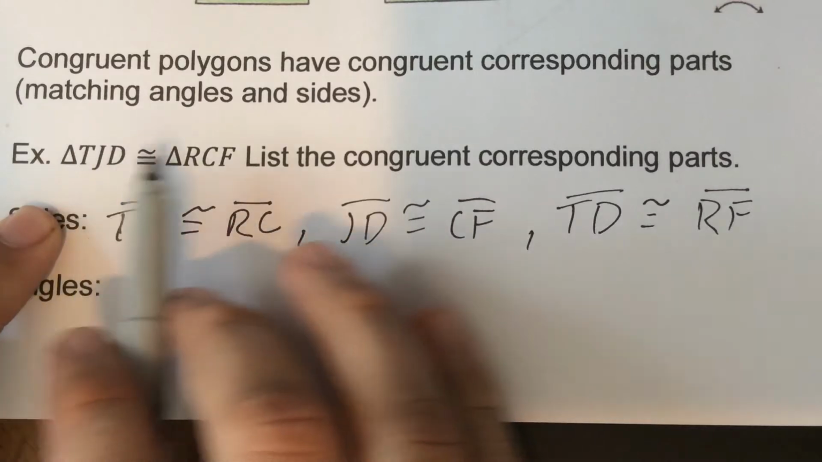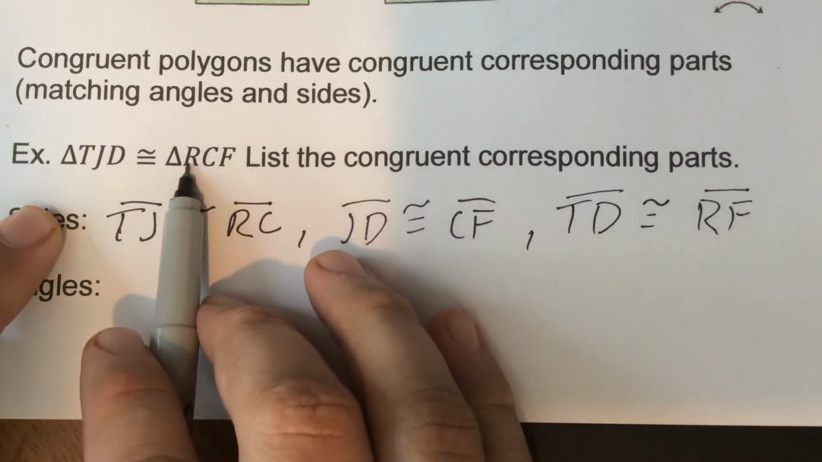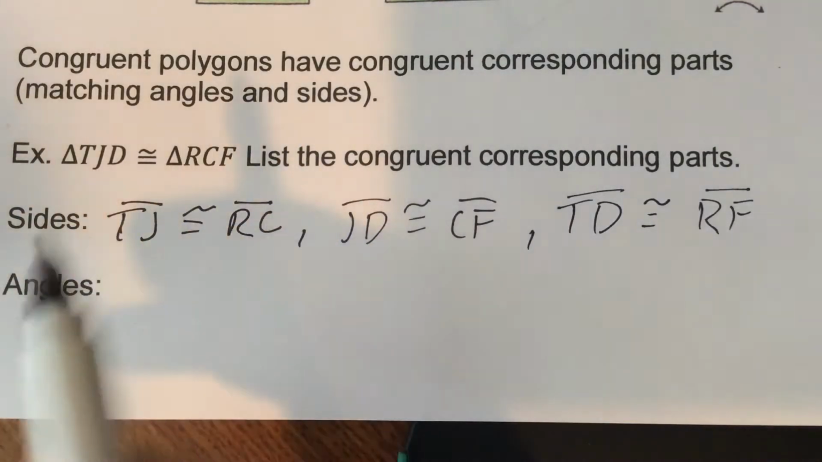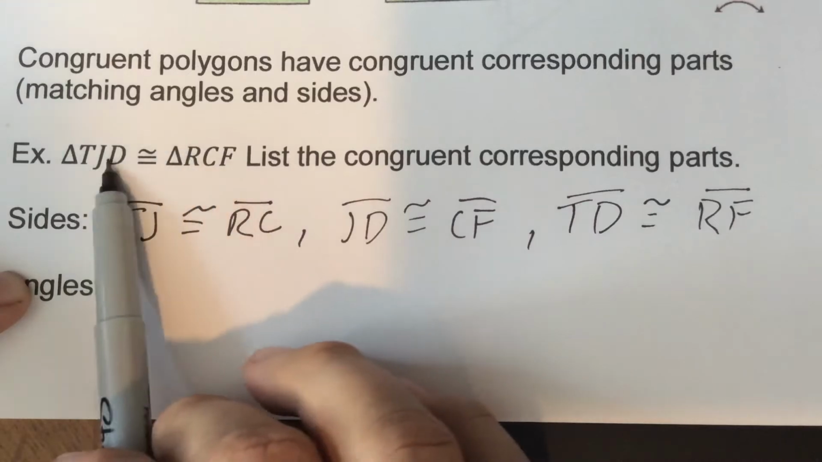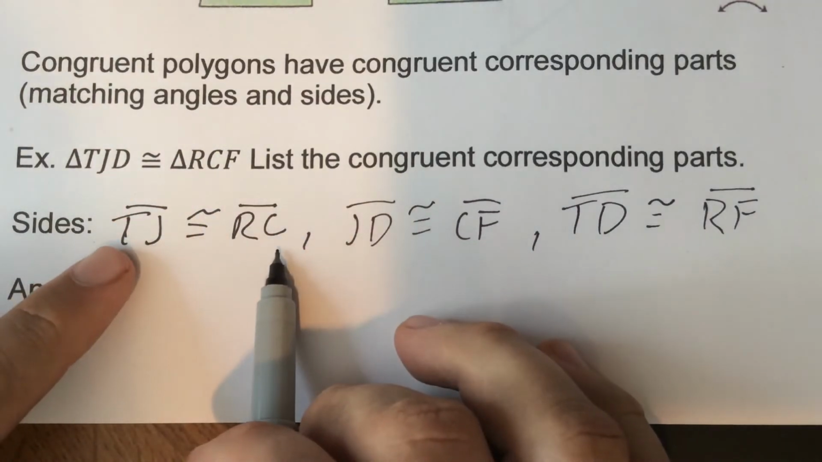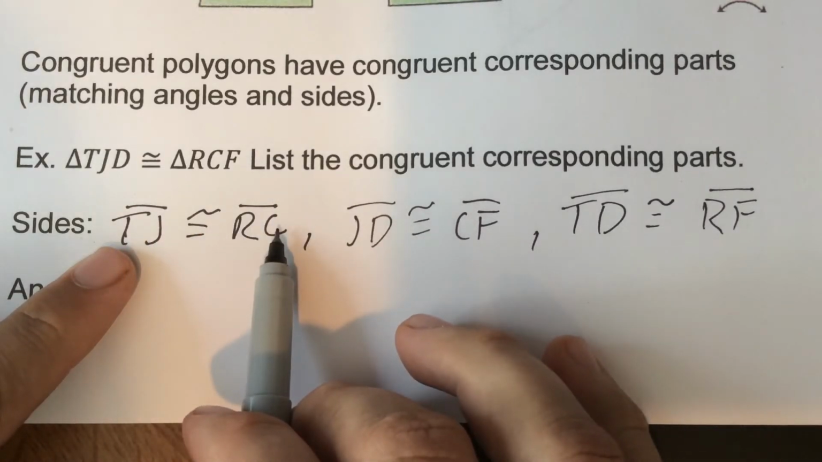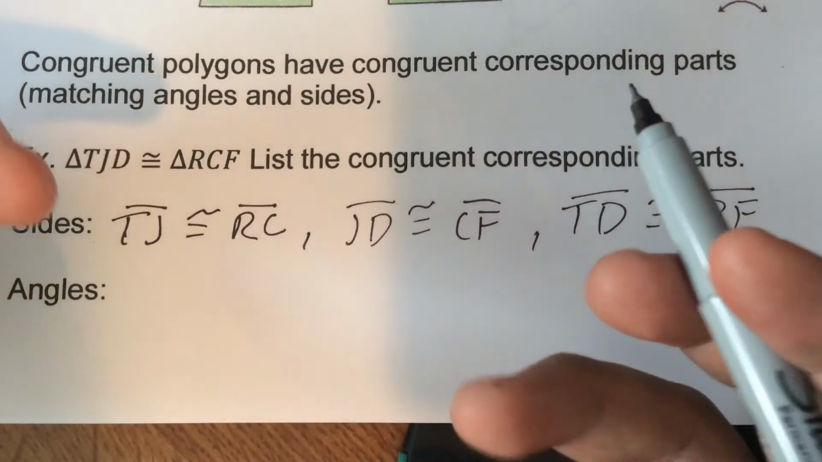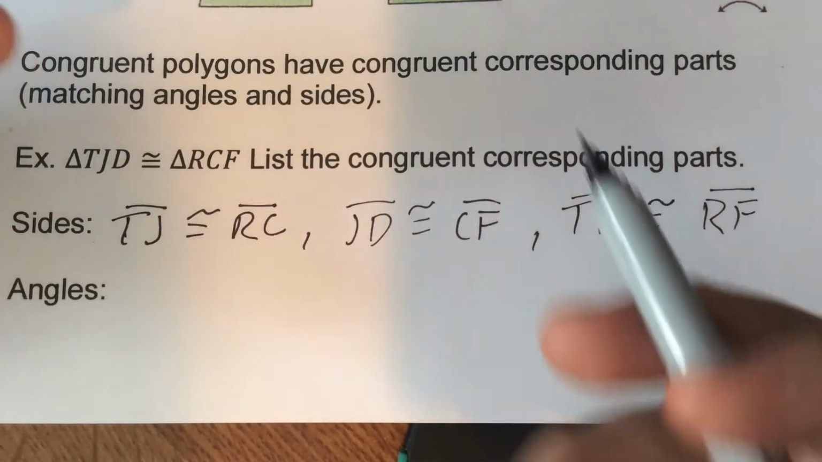So TJ is going to be the same as RC. TJ and CR wouldn't be congruent. Well, it would be, but we can't say it that way because T matches up with the R, the J matches up with the C. So what I'm getting at is order matters here. It would be wrong to say TJ equals CR. Even though it's the same segment and they would be congruent, it's just bad form to do that.